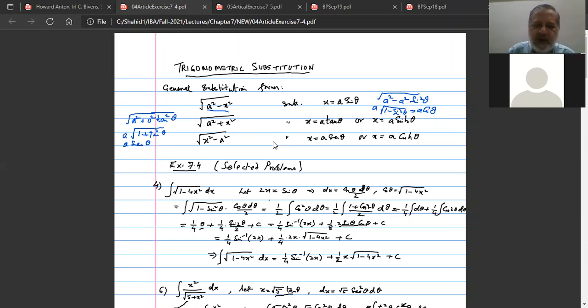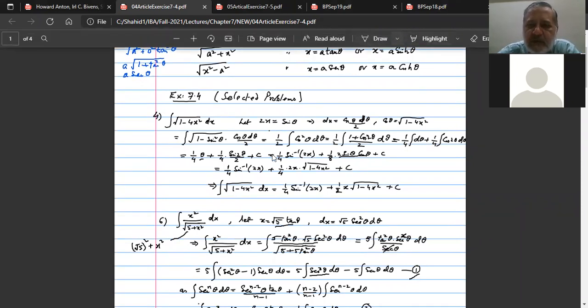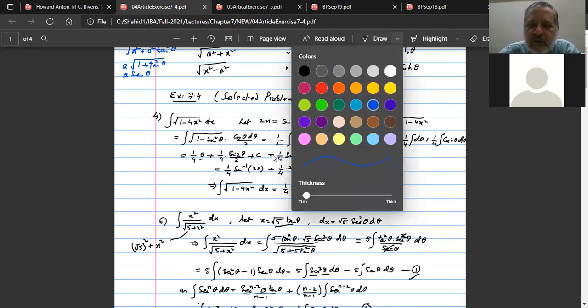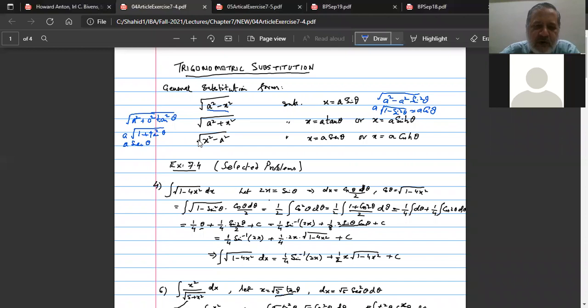I discussed yesterday that in many of the integrals where we are exposed to irrational functions and some algebraic functions, like this or this, they involve structures of the type square root of constant minus variable square, or constant plus variable square, or variable square minus constant.